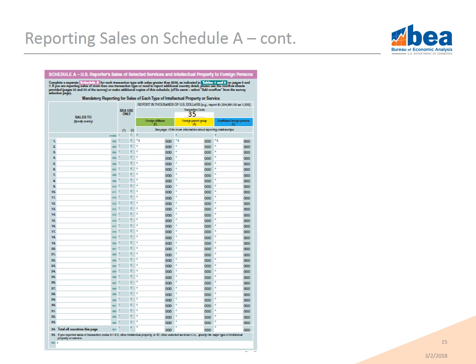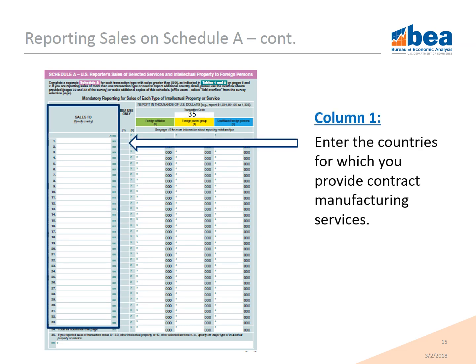In column 1 of the schedule, enter the country which the services were sold to. For this example, the U.S. reporter has a facility that provides manufacturing, packaging, and assembly services to a Canadian company, and it would enter Canada in column 1.